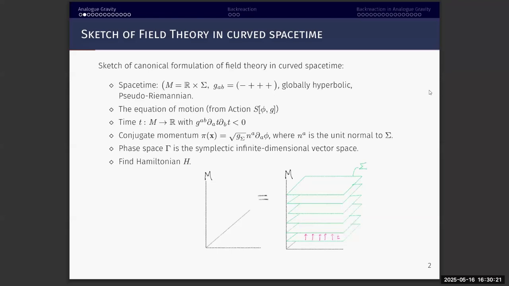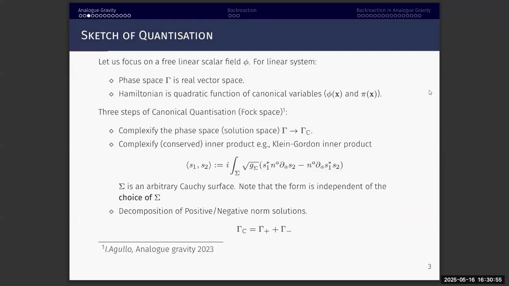So in quantum field theory in curved spacetime, we have some globally hyperbolic spacetime, and this has, of course, pseudo-Riemannian structure. Here, we define some time direction, and this time direction allows us to find the momentum. Using this momentum, we can find some phase space, and also we can find Hamiltonians. With this classical structure, we can quantize this field by assuming three steps.